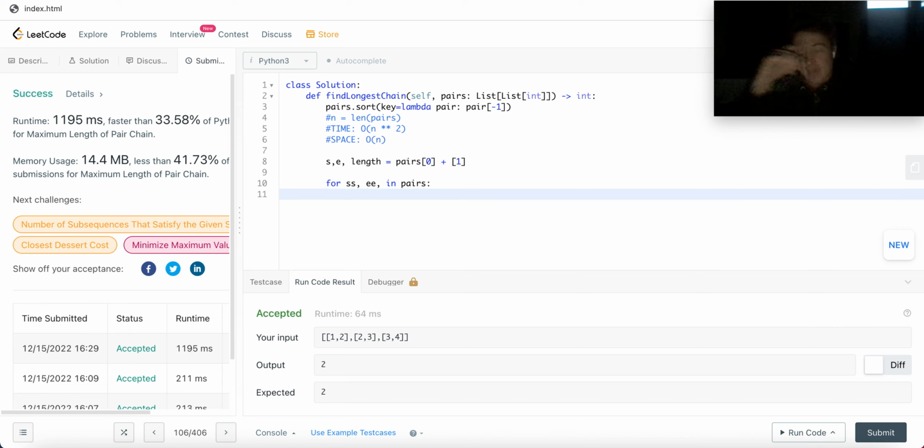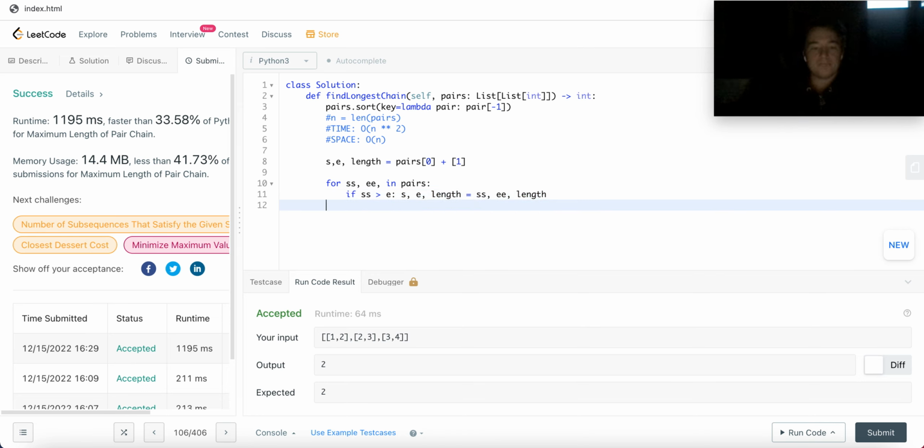If we can choose it, what does that mean? Well, the pairs are sorted, right? If the start time of this next pair is greater than the end time of our current pair, which is E, then we'll say S, E equals the start and end of this pair, and length equals length plus 1. So now this is the next thing we're going to choose, and any future one has to meet this. And at the end, we just return length.